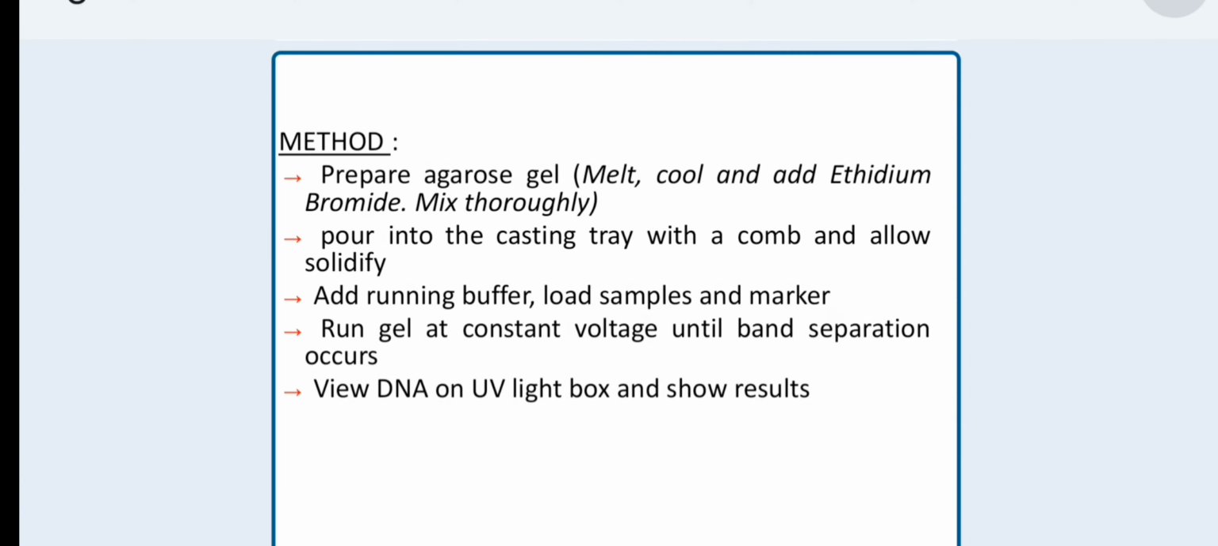This is the method of gel electrophoresis. First we have to prepare agarose gel: melt, cool, and add ethidium bromide, mix thoroughly, then pour the mixture into a gel casting tray, which is made of UV transparent plastic, with a comb, and allow to solidify. Add running buffer, load samples and marker, and run the gel at a constant voltage until band separation occurs. View the DNA on a UV light box and show results.